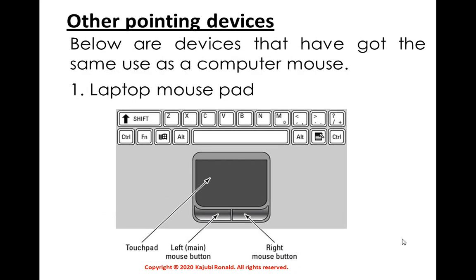We have been looking at a computer mouse, and we've said that a computer mouse is a device we use to point on different items, right? And we said, in simple terms, that a computer mouse is a pointing device of a computer. But apart from a computer mouse, there are other computer devices that serve the same purpose as the computer mouse we've been looking at.